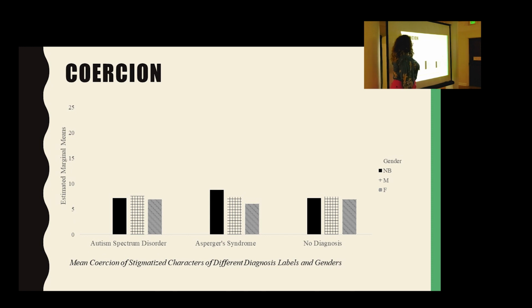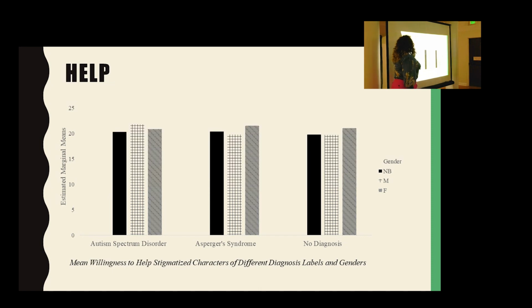And coercion was actually kind of high compared to the other values, but there was still no difference by diagnosis label or gender. And willingness to help, people were very willing to help the character, and there was no significant difference by diagnosis label or gender.